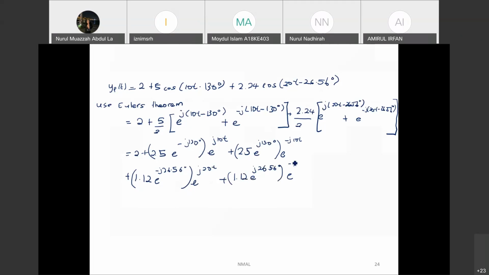exponent negative j 20t. Okay, so you actually can rearrange so that you write from the lowest frequency, which is negative j 20, and then negative j 10, and then 10 and 20. Okay, so that it's easy for you to plot. But because of the space, I will not rewrite this. Okay, but why do you need to take out the frequency? Because you want to plot. Okay, it's easy for you to plot.